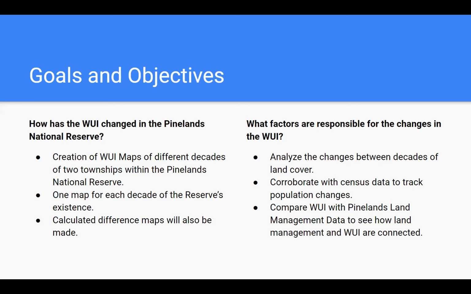Along with that, I would also like to calculate differences between the wildland urban interfaces between the decades, to see if there's significant growth, possible decline, or even minimal growth. And then, what factors are responsible for the changes of this interface? I would like to analyze the land cover to see what's at play: is development increasing, is there less vegetation, and other factors that could change the interface.